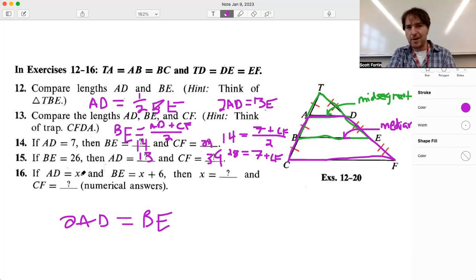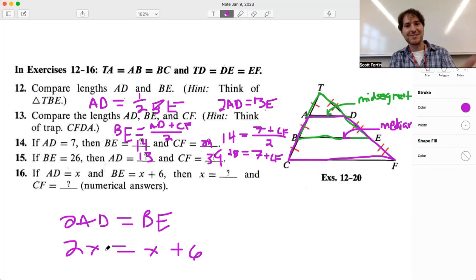And so they're giving us an expression for AD, which is X. So I'll replace AD with X. And twice it would equal the expression they give us for BE, which is X plus 6. Okay, so I go ahead and solve this one. I'm going to get that X is equal to 6 once I solve that. And CF would be, if AD is X, 3 times that, so it would be 18.